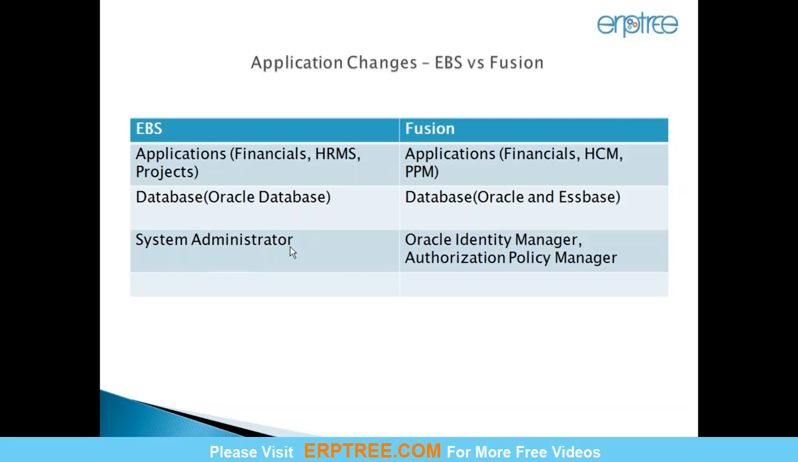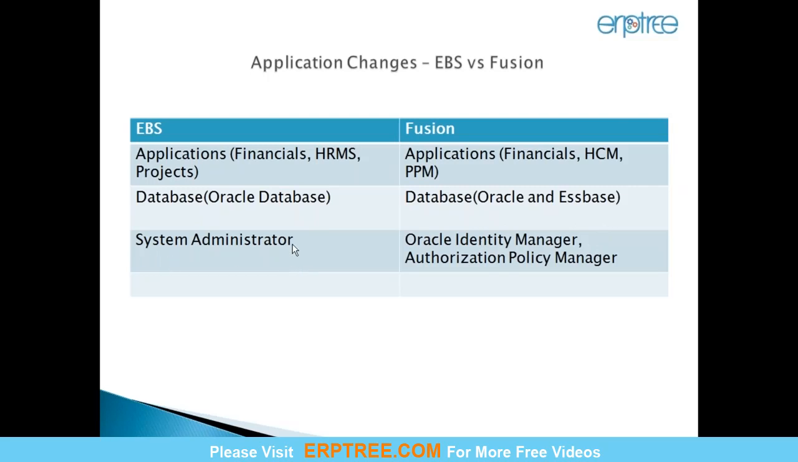And the system administration part. When I talk about system administration, in EBS Fusion we have Oracle Identity Manager and Authorization Policy Manager, OIM. This is APM. The OIM you can also call IDM, Identity Manager. This slide is based on release 11. From release 12 onwards, they came up with a security console. Now in Fusion, the security console runs with these two background engines.